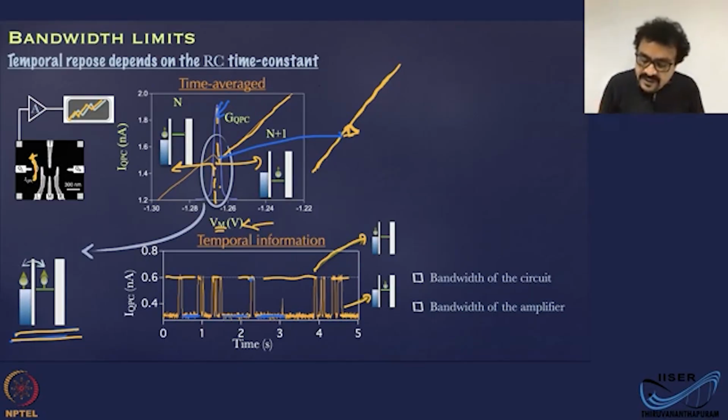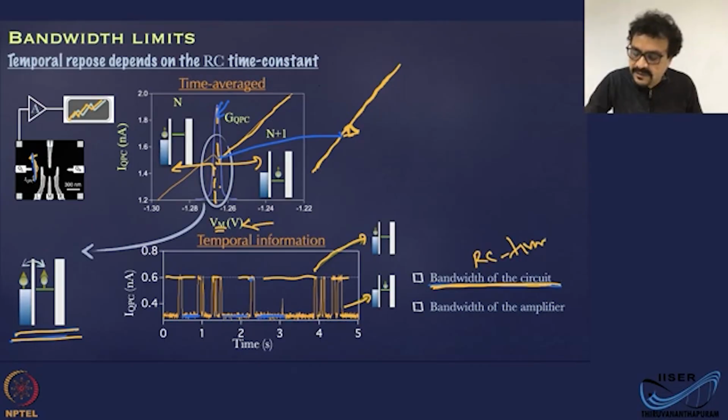Now, the question is, what is the limitation here? The limitation is the measurement circuit. You have the quantum point contact, which is a high impedance device. Then you have a lot of wiring of the measuring equipment, which will add some capacitance. This impedance plus the capacitance of the circuit is going to give you the bandwidth of the measurement circuit. Mostly it is the RC time constant of the circuit.